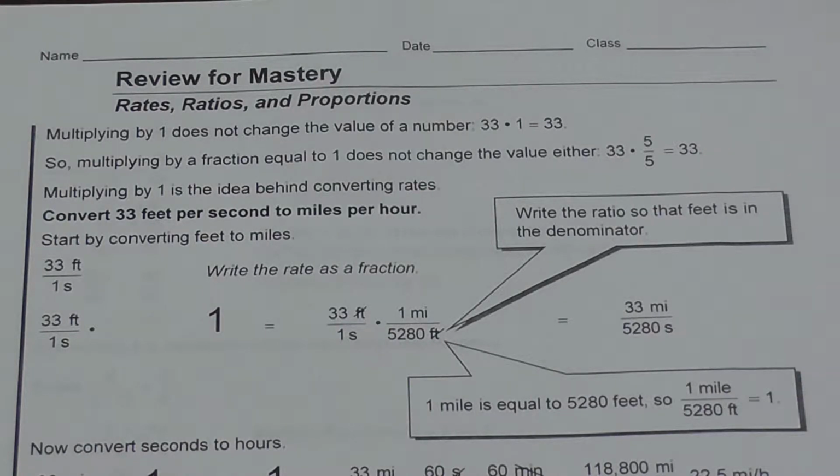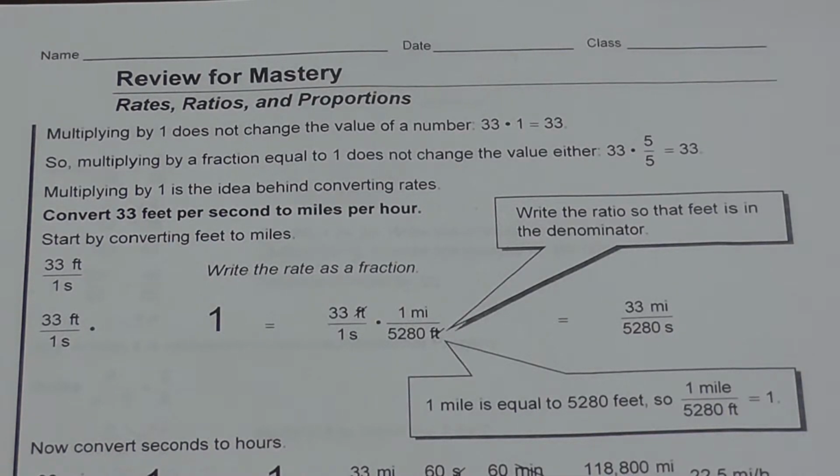Alright, so this first video is on rates, ratios, and proportions. The idea behind this, or what this goes along with, is our unit conversions that we've already done. The big idea behind unit conversions is that if you can multiply something by 1 and it doesn't change anything, then we're always going to multiply something by 1.